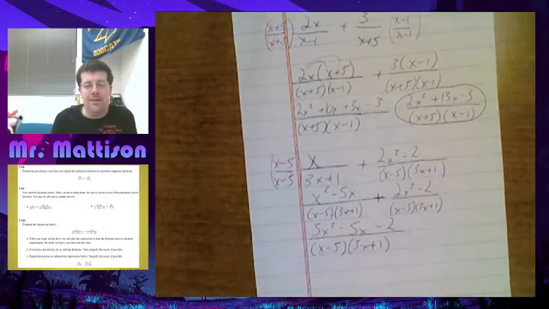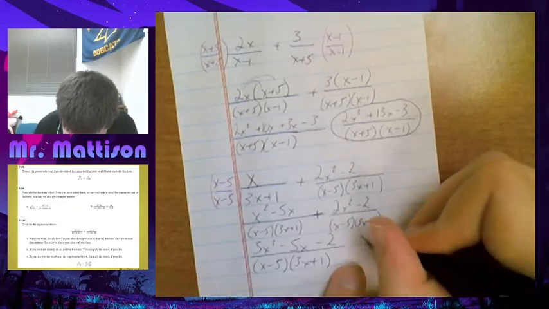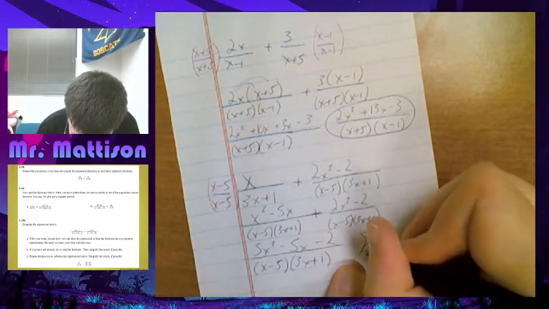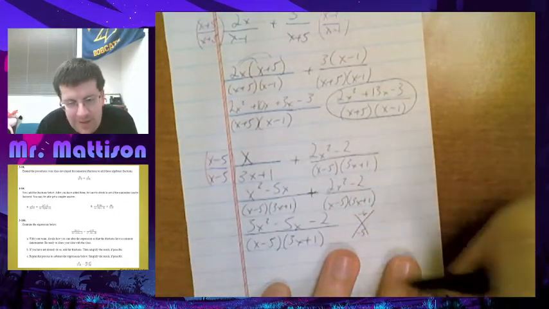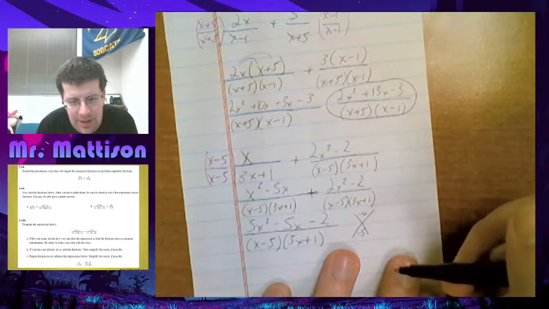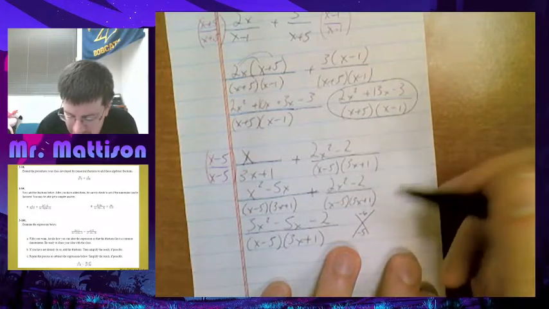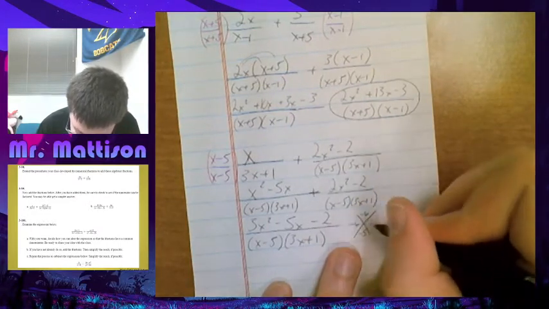Well, now can I factor that top? If I do my x, 3 times negative 2 is going to be negative 6. Bottom is going to be a negative 5. So what multiplies to be negative 6 and adds to be negative 5? It's going to be negative 6 and positive 1.